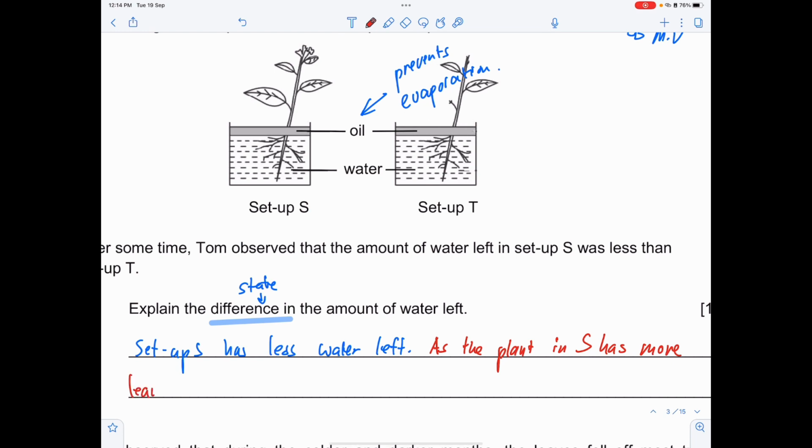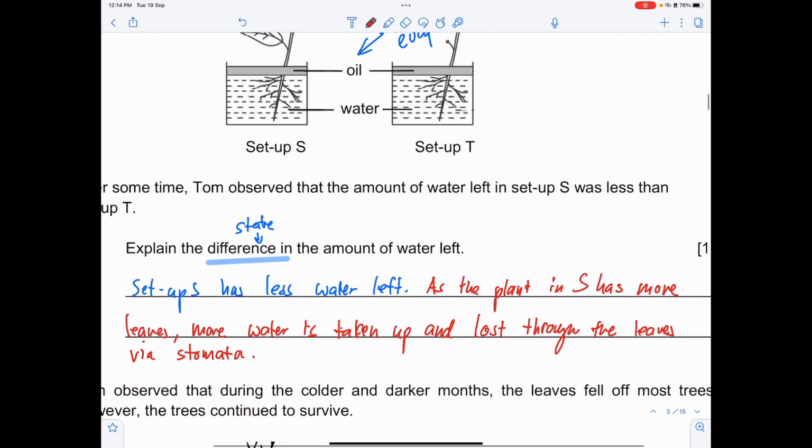Has more leaves, more water is taken up and lost through the leaves via stomata. Okay, so if you are good, you can use stomata. Don't know how to spell stomata, use tiny openings.